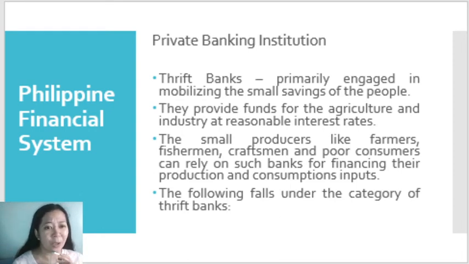They also offer loans with reasonable interest rates for those who are engaged in the agricultural and industrial sector. So the small producers, like the farmers, the fishermen, craftsmen, and poor consumers, can rely on these banks for financing their production and consumption inputs. The following fall under the category of thrift banks.